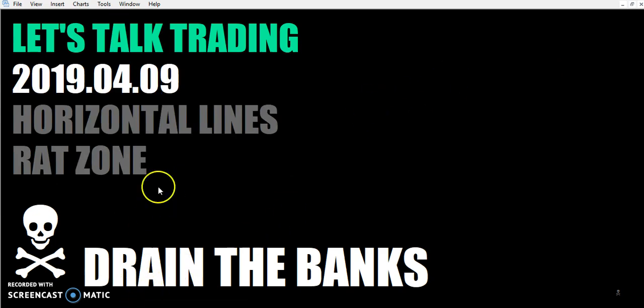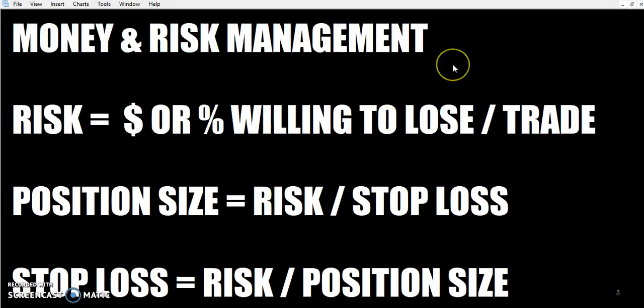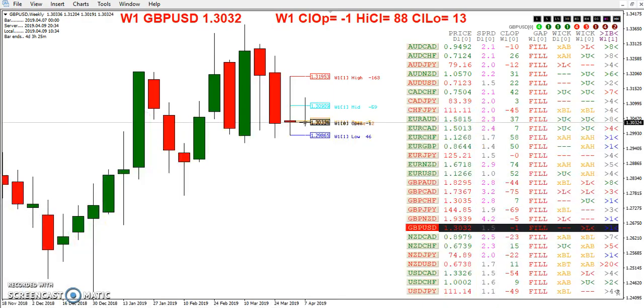Okay, horizontal lines in the rat zone. Before you enter a rat zone trade or any trade, money and risk management must be in place.